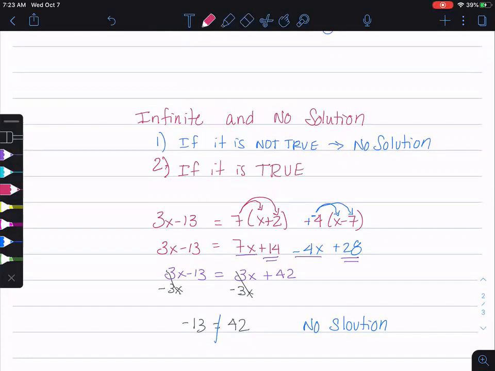Other examples of true statements could be 10 equals 10, negative 4 equals negative 4, 3x equals 3x. If it is the exact same thing on the left-hand side as it is on the right-hand side, we would call this infinitely many solutions.